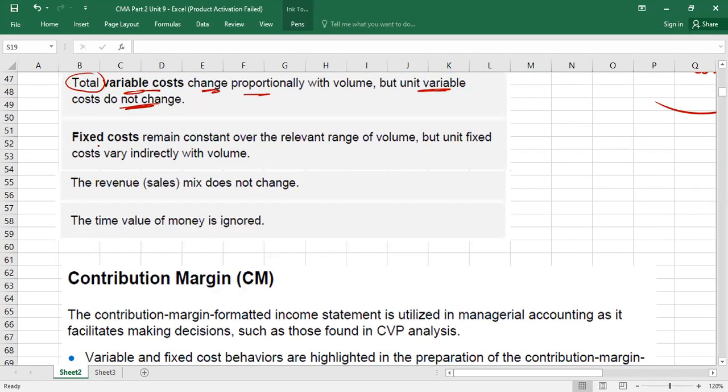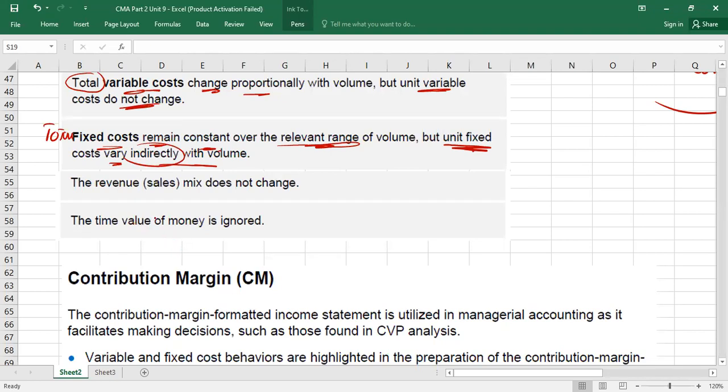Then I told you about the fixed cost also. I told you 2 points: total fixed cost remains constant over the relevant range. But per unit fixed cost can vary indirectly with the volume. As I told you, if you increase the production, per unit fixed cost will decrease. It has an indirect relation with the production. If you decrease the production, per unit fixed cost will increase.